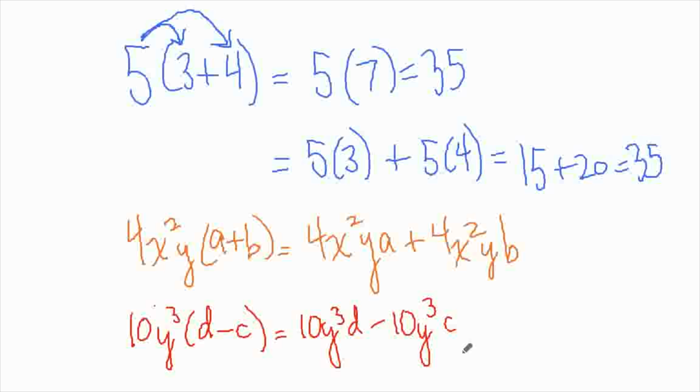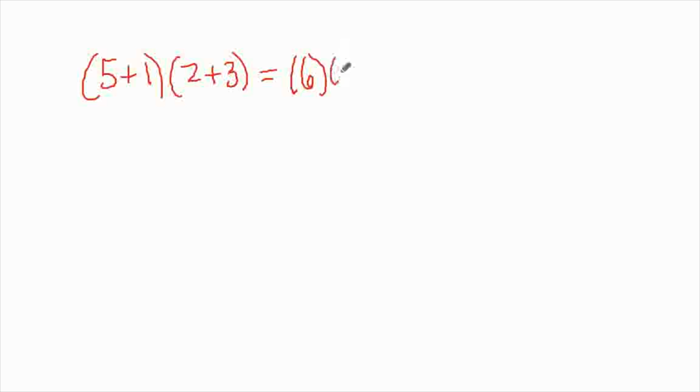What about if you have 2 parentheses, for crying out loud? Now what do we do? Alright, so if you're good with this, let's talk about that. So what if I had something like 5 plus 1 times 2 plus 3? Now we happen to know that that's the same as 6 multiplied by 5, and so the answer has to be 30, and nobody's going to convince us otherwise.